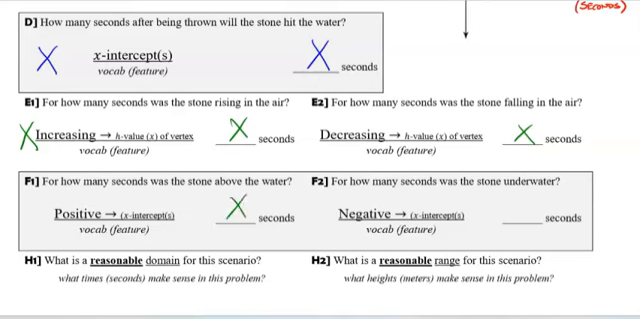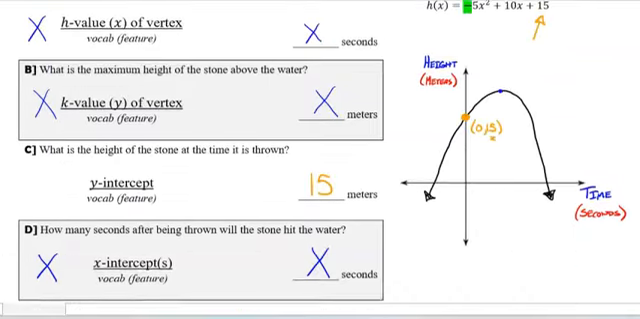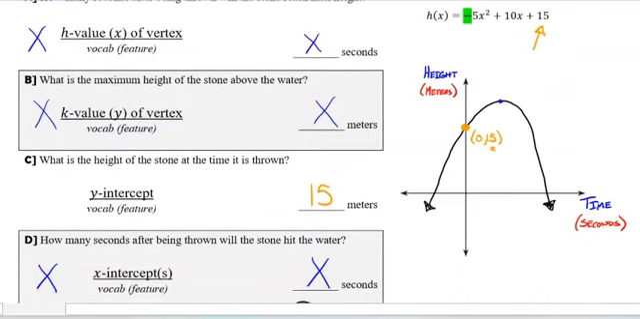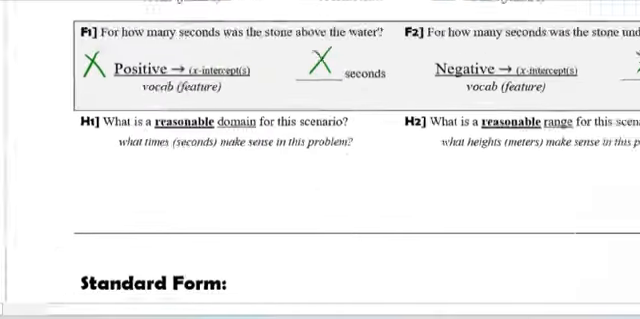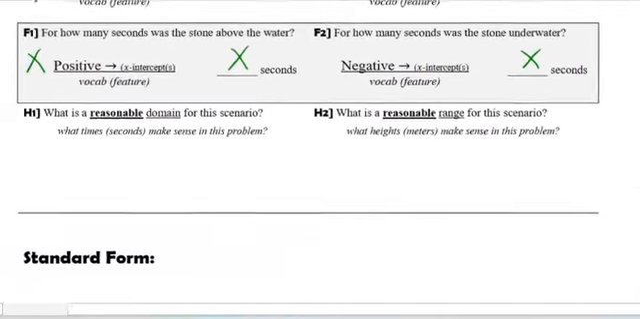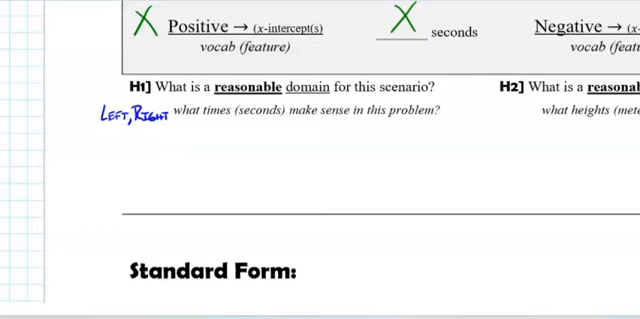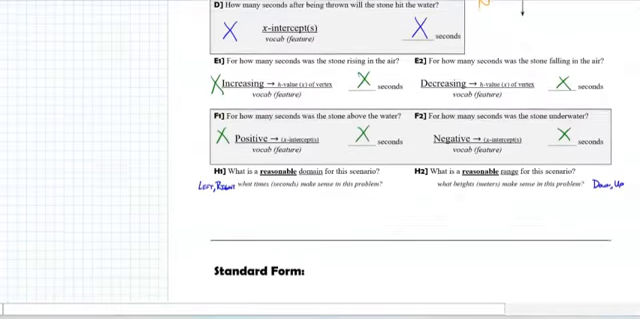We also cannot determine positive and negative directly from standard form, as we do not have the x-intercepts to determine where the graph is positive and negative, where that is broken up from the graph. In terms of a reasonable domain and reasonable range, in terms of reasonable domain, how far left to how far right, the question is what times or amount of seconds make sense in this particular scenario?